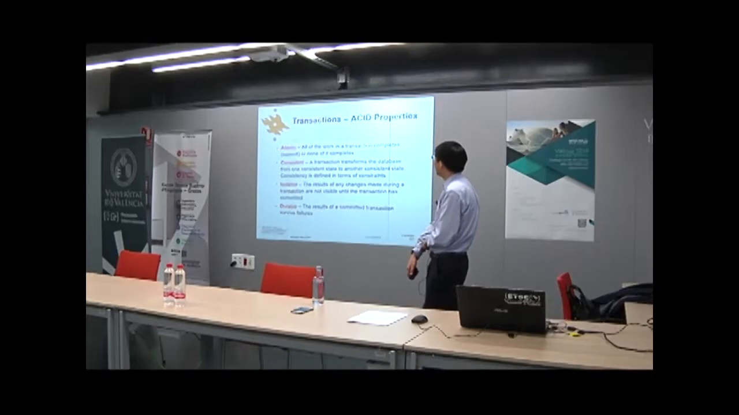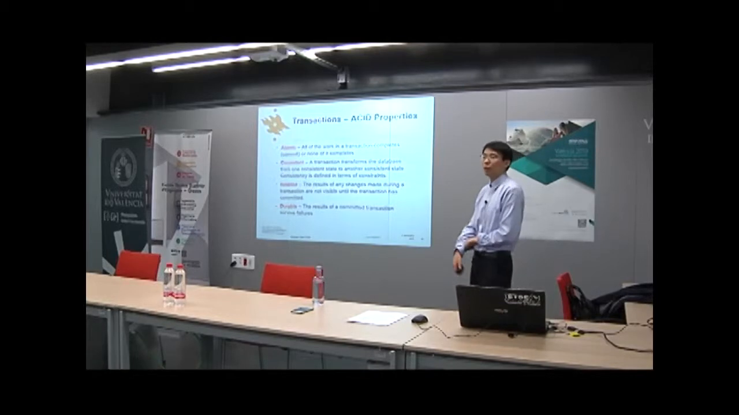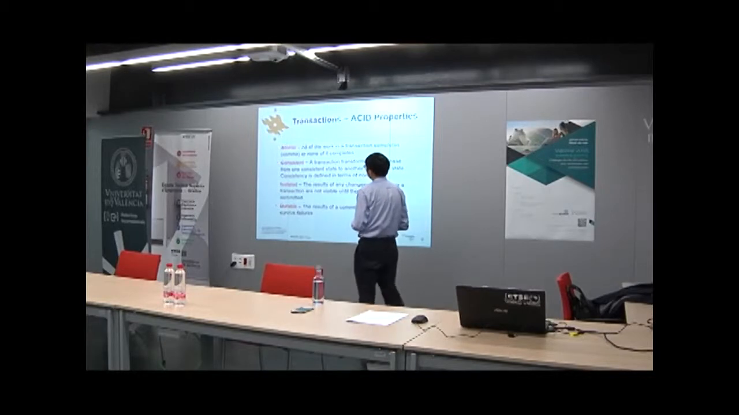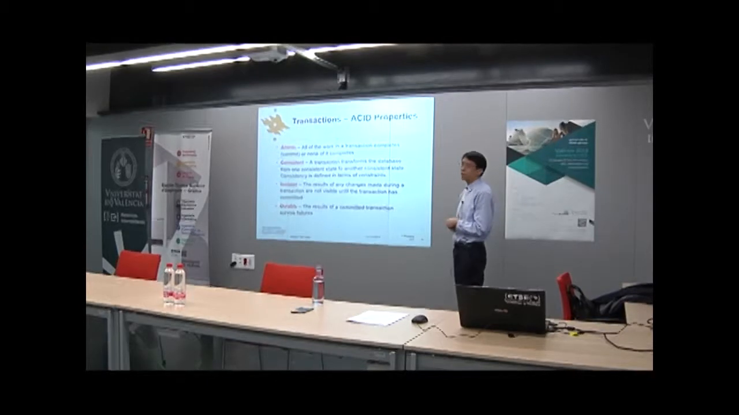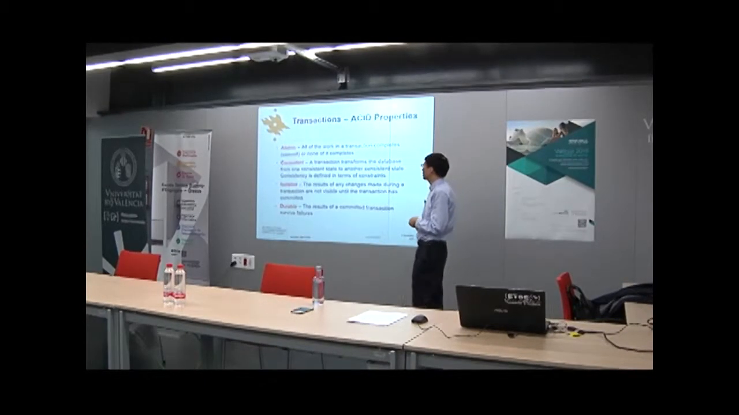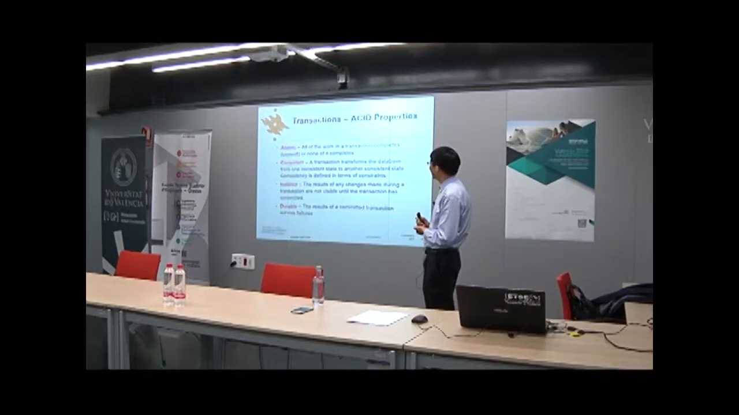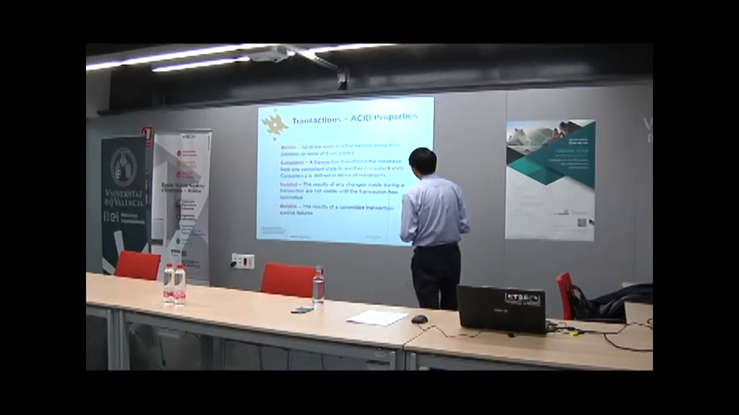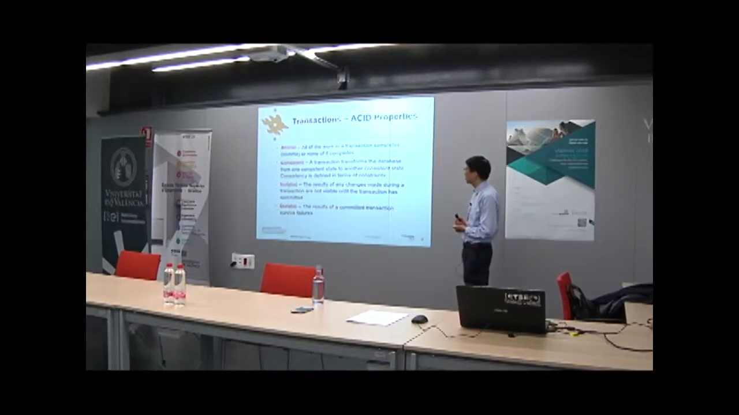So when we say ACID properties, we mean the 4 properties for a transaction. Maybe you already learned in your database course, which include the A, atomic. Atomic means that all of the work in a transaction can complete, commit, or fail, or none of it can complete. So each transaction should be atomic. The second is C. C means consistent. Consistent means a transaction transforms the database from one consistent state to another consistent state.